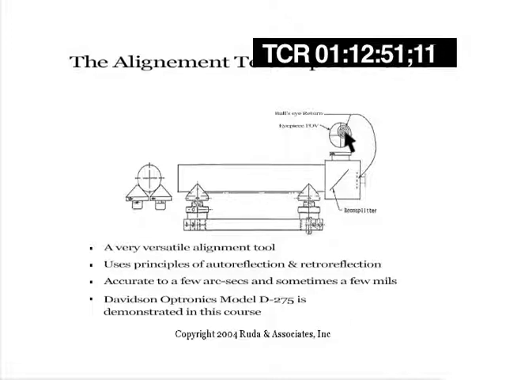The way we see this return image is through one of the various auto-reflections or retro-reflections. I'll show a simple example here, and then we will show all of the examples when we're actually using the actual alignment telescope. Let's say that this knob is adjusted to infinity. What that means is that the bullseye pattern will be focused at infinity.